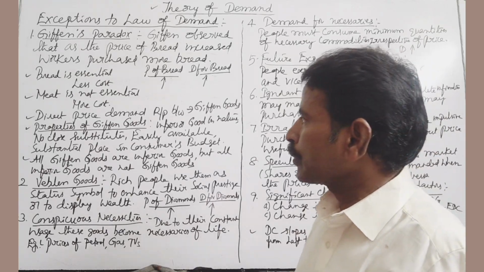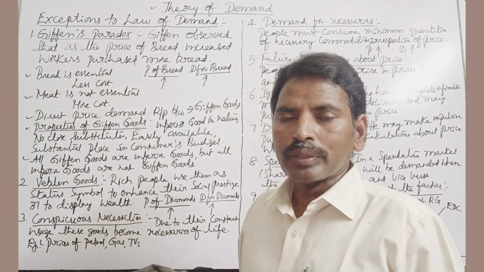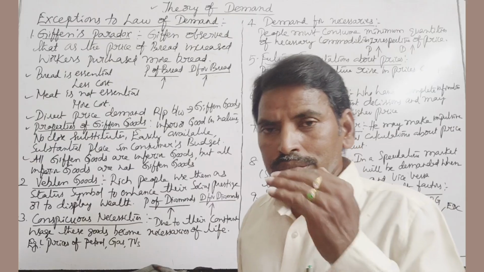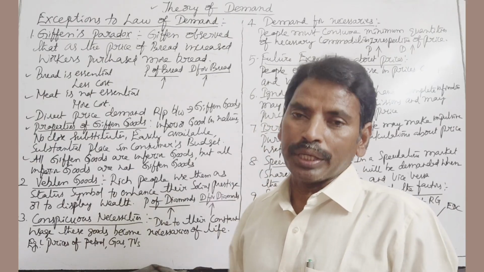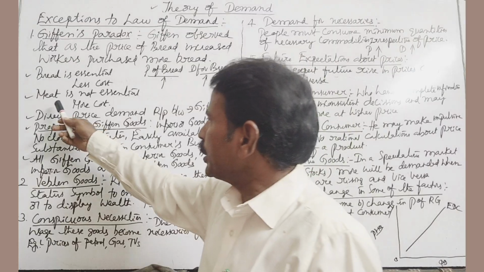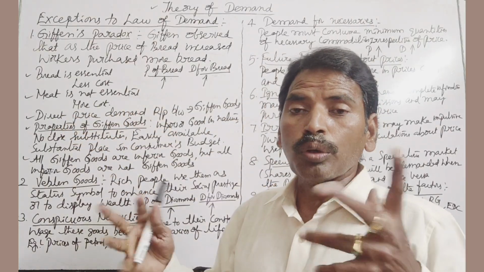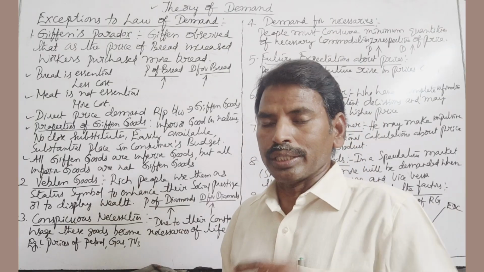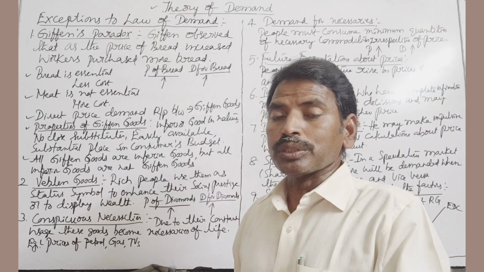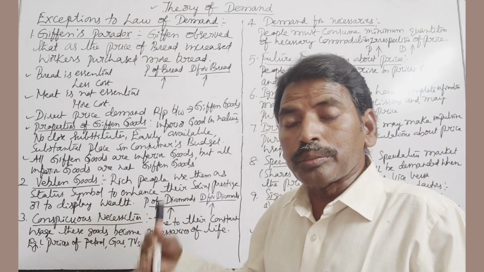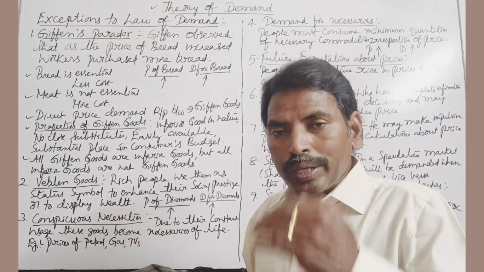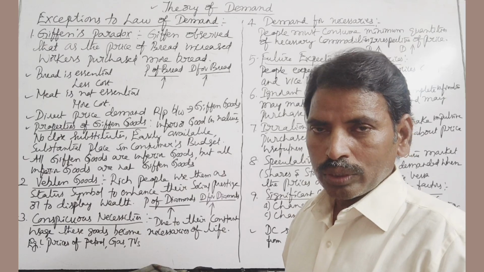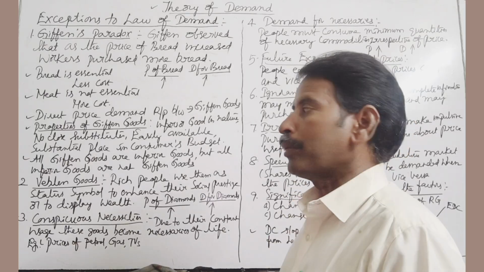What is the reason? Bread is essential and low cost. Even if the price of the bread increases, it is still cheaper than meat, and meat is not essential and more costly. That is why if the price of the bread increases, they reduce the consumption of meat and purchase more bread. So the price of the bread increases, the demand for bread also increases, quite against the law of demand.